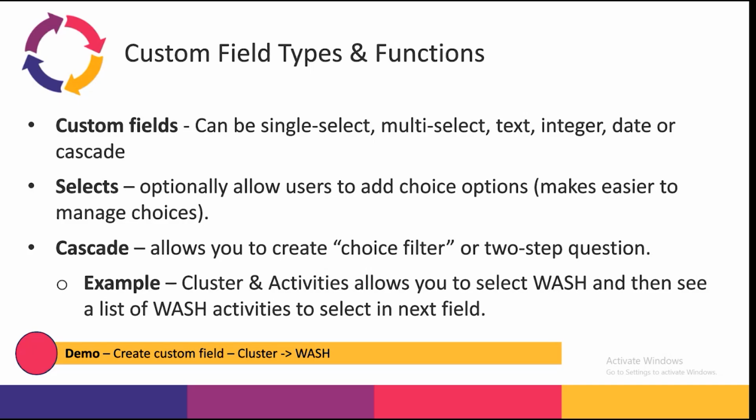Cascade allows you to create a choice filter or a two-step question. So an example of that might be cluster and activities, right? So you might select one specific cluster and then add after that a list of activities in the next field. So let's actually just have a look at that for a moment. So in this demonstration, we'll be creating a custom field on a cascade option.